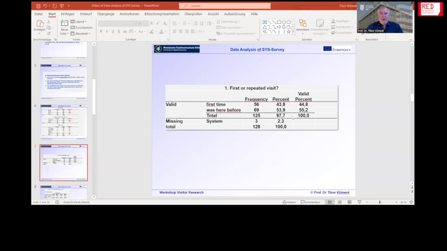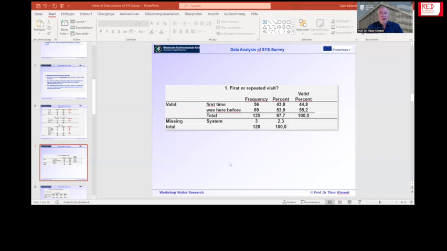Valid percent means in this case we have some cases that are not counted in our analysis here. This is so-called system missing. These are people who did not answer the question, but they are, however, among our respondents. So we have this proportion of 45 to 55. And then the question is, what is a good proportion?